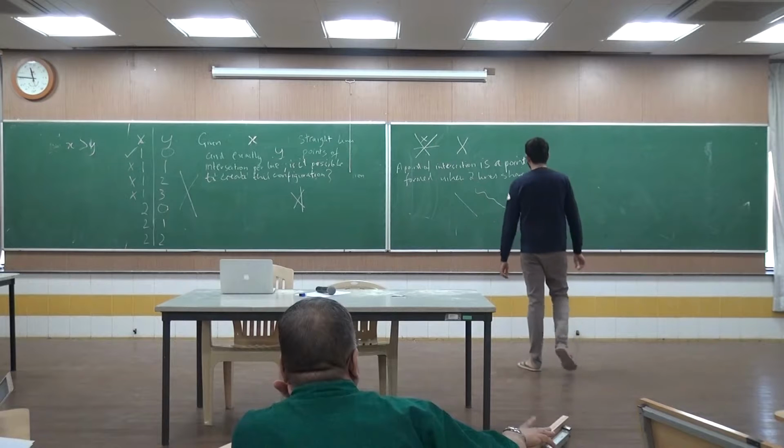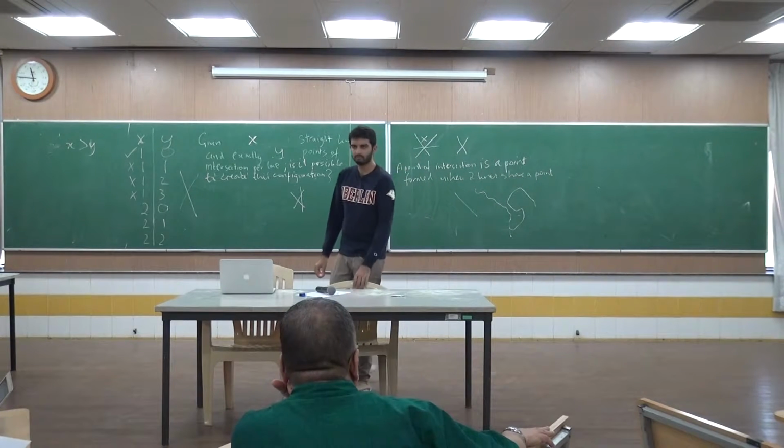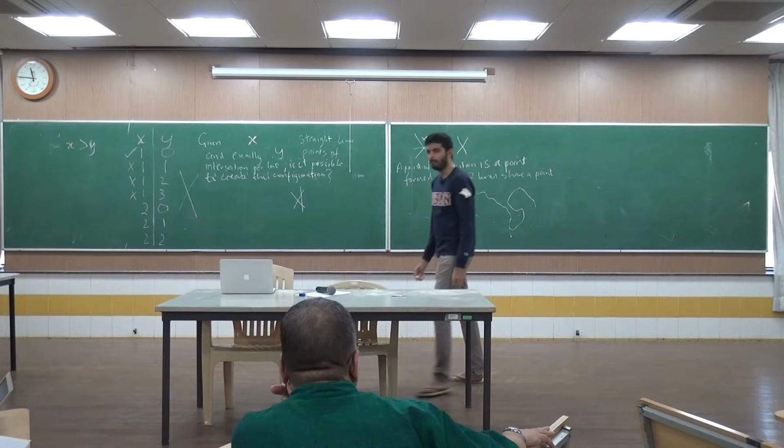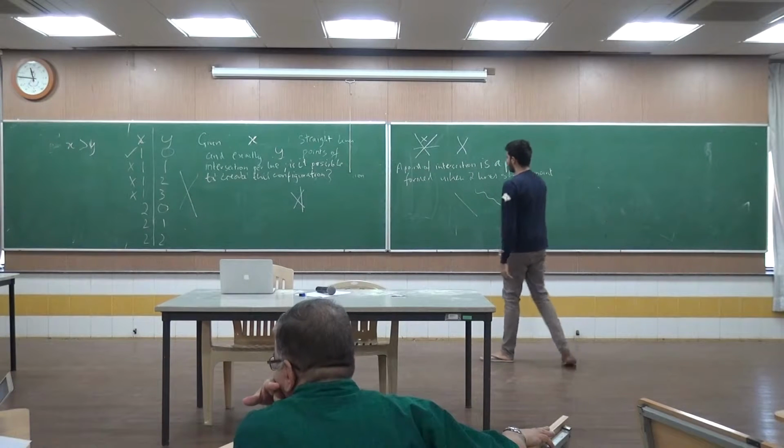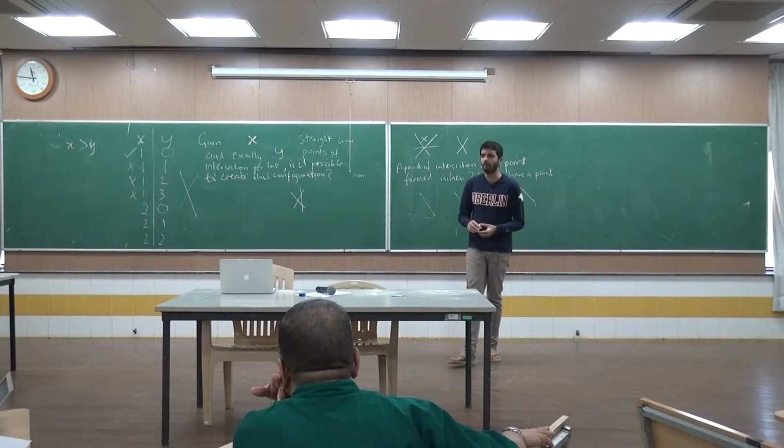A straight line. So what is a straight line? A straight line is the shortest distance between 2 points. So how does that help?